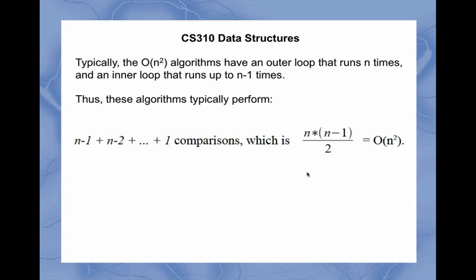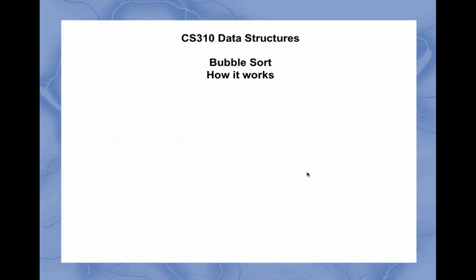Typically, these n-squared algorithms have an outer loop that runs n times and then an inner loop that runs up to n-1 times. And so these algorithms will typically perform n-1 plus n-2 plus n-3 down to 1 comparisons. And this is an identity. We have n times n-1 over 2. And this, of course, is n squared in complexity. So what I want to do now is look at each of these three algorithms in turn and examine how they work. We want to look at the mechanisms that they use.